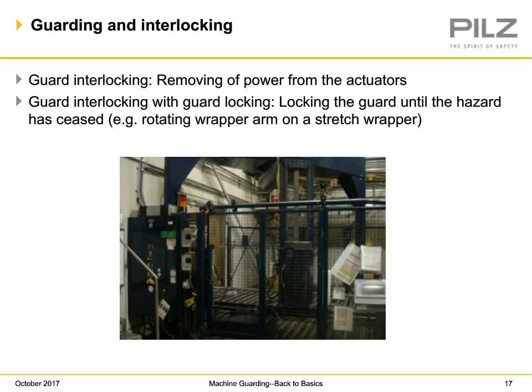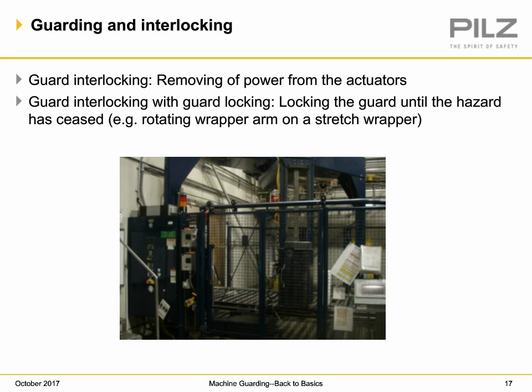Guard interlocking, removing power from the actuators. Guard interlocking with guard locking. Locking the guard until the hazard has ceased, stopped. And again, an example is a rotating wrapper arm on a stretch wrapper. This is of high inertia. Or if you have a particular machine that you do not want people to get into until the cycle has completed, then a guard locking application is an adequate method.